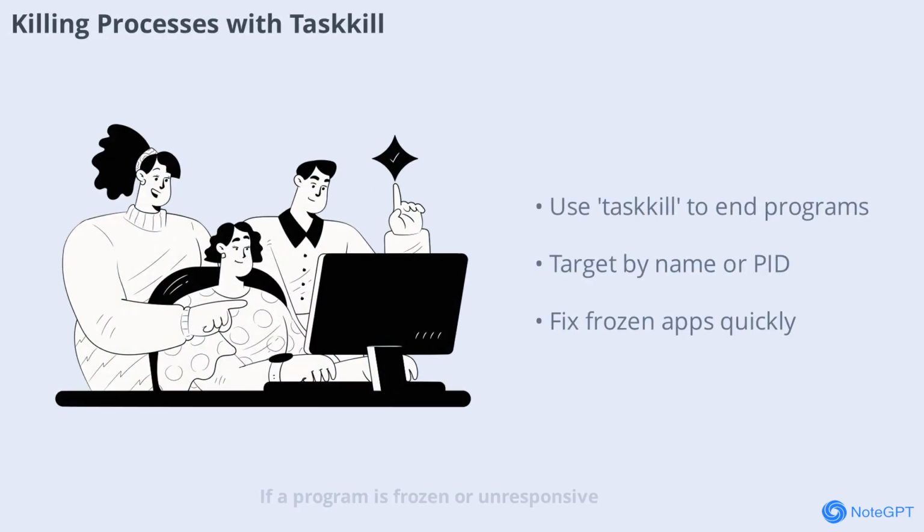If a program is frozen or unresponsive, you can end it using the taskkill command. For example, taskkill /im notepad.exe closes Notepad. You can also use the process ID, or PID, for more precision. Taskkill is a powerful tool for troubleshooting and managing your system without opening Task Manager.